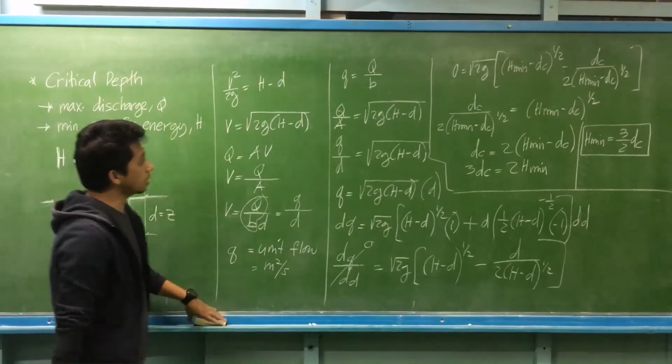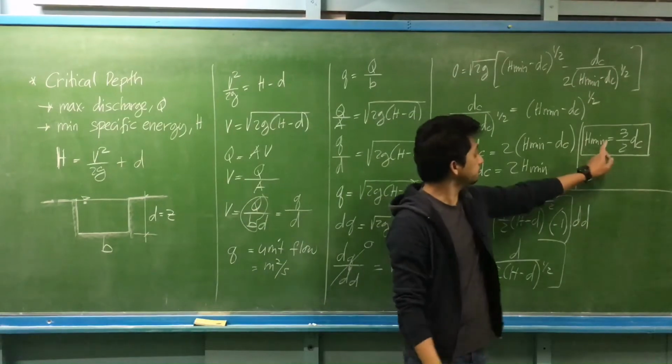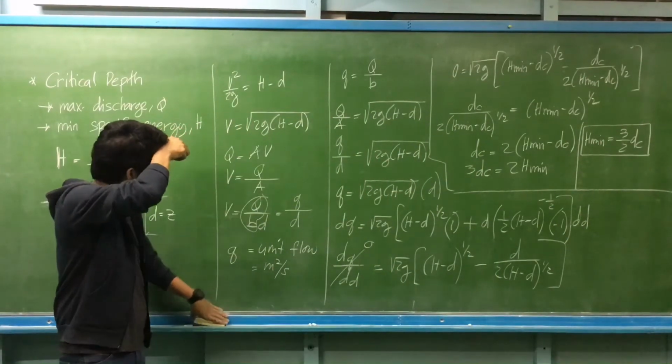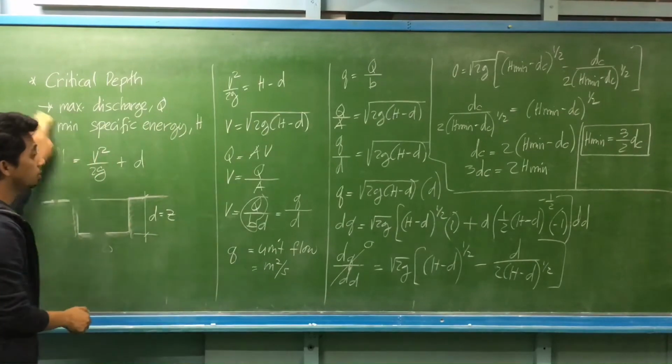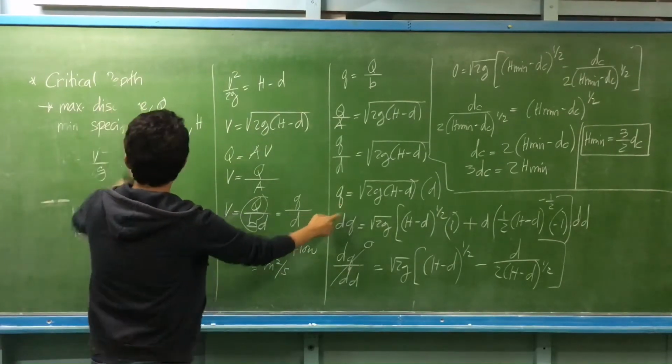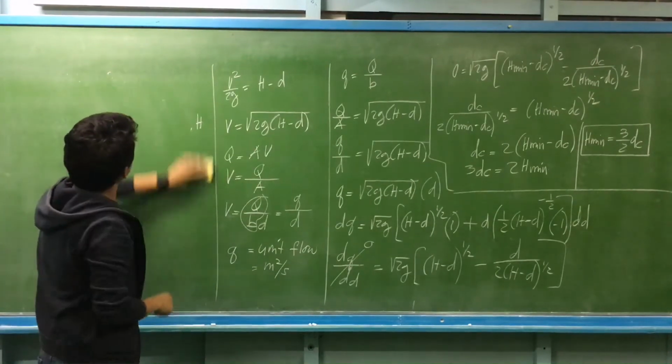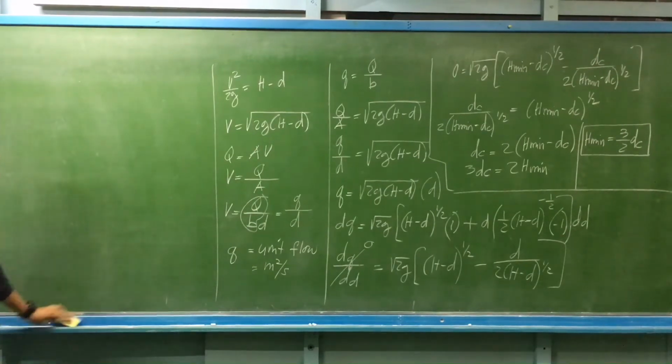Then we substitute that one. Where do we put it? Here, in this equation, in the unit flow.